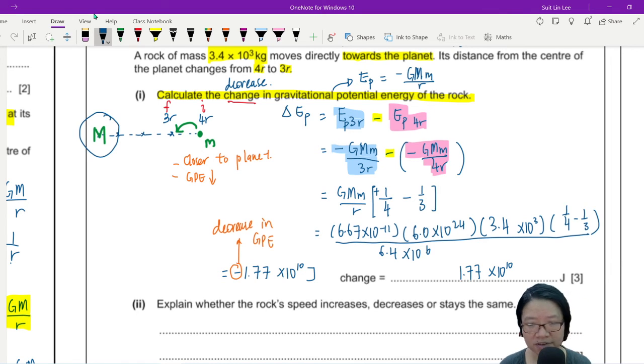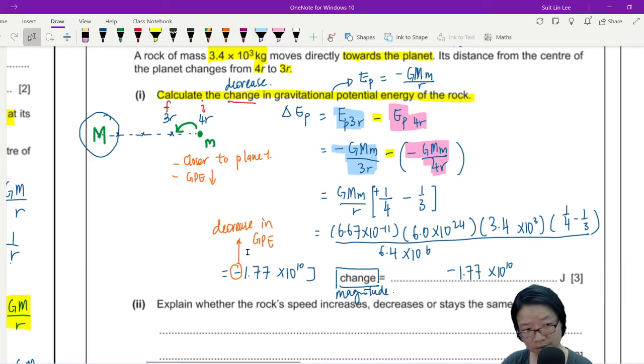Means I put positive can, I put negative can, doesn't matter, because whenever they say change, generally the magnitude is enough. But I like to flex, so I'm going to put a negative here. And whenever there's a negative, I will put a side note to explain to the examiner like this: the negative here is not a calculating error, okay? I know why there's a negative. I expected the negative. It's because the potential decreased.